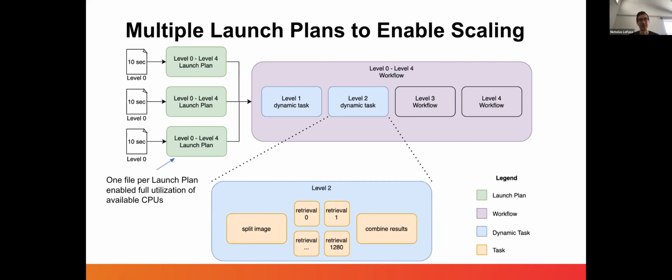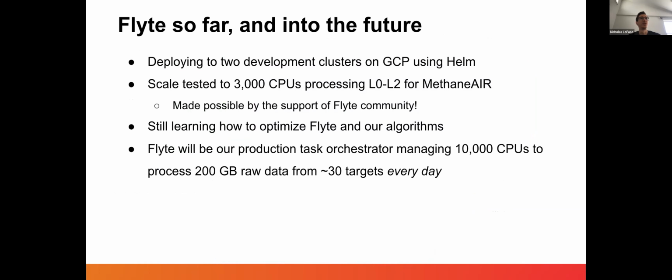That's just the limit that Google has given us at the moment. It's obviously not a Flyte limitation. We're working with Google to get more CPUs so we can scale even further. That's been a really nice feature. So far we're deploying to 2 development clusters in GCP using Helm. We've scaled out to the 3,000 CPUs, and we're still figuring out how to optimize Flyte with our algorithms and our Flyte deployments in general. But we're really happy with what we've been able to accomplish so far.